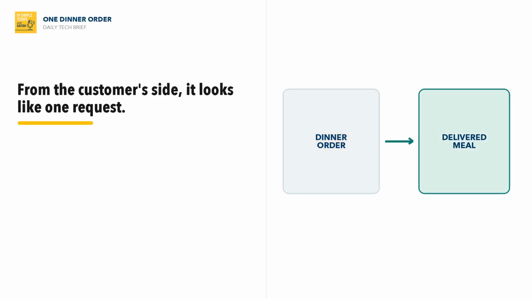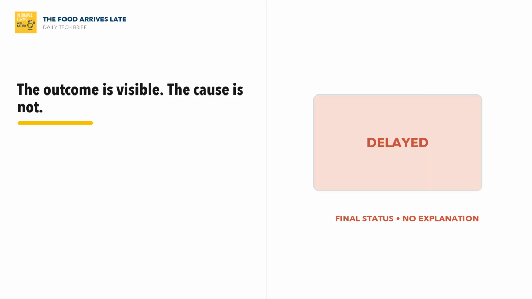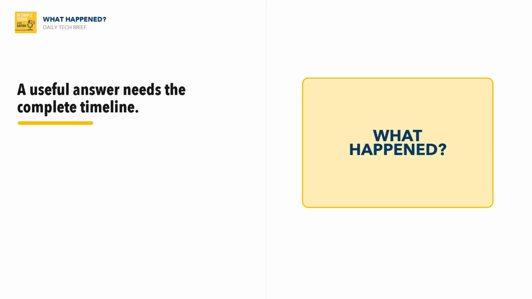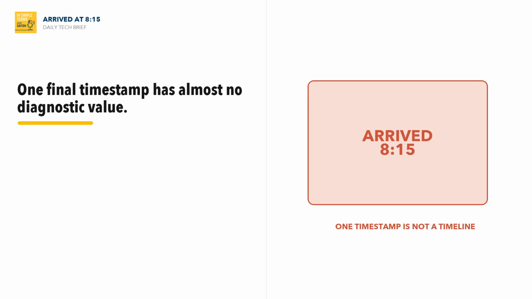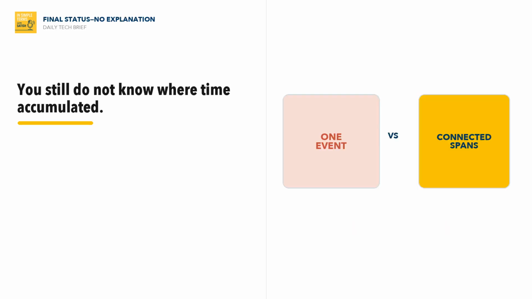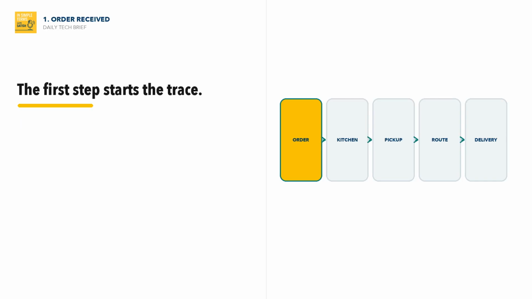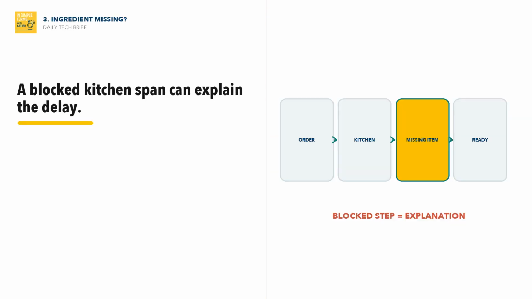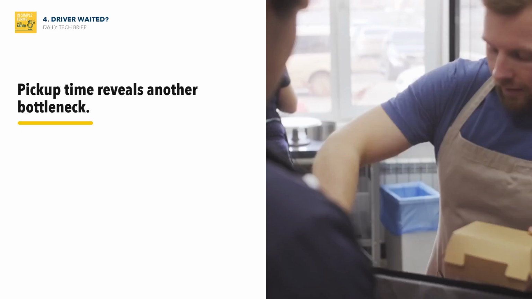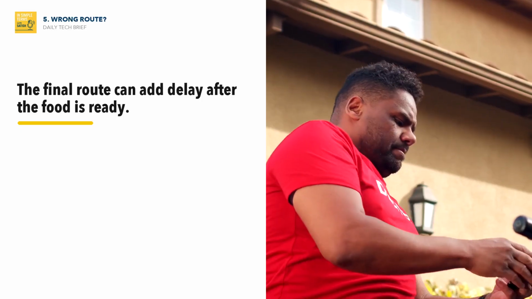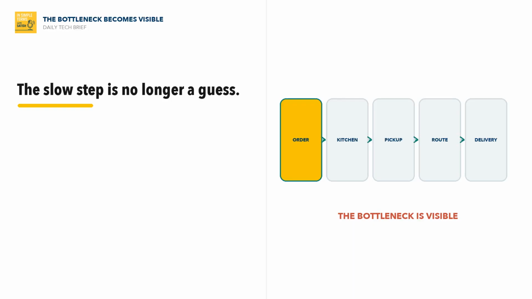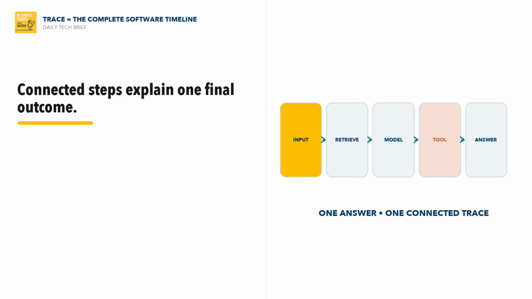Imagine you ordered dinner from a restaurant. The food arrives late. You call the restaurant and say, "What happened?" If they only say the food arrived at 8:15, that does not help much. You want the full path. When was the order received? When did the kitchen start? Was one ingredient missing? Did the driver wait too long? Did the driver take the wrong route? That timeline tells you where the delay actually happened. That is what a trace does in software.